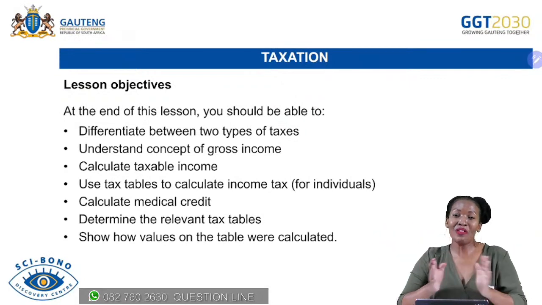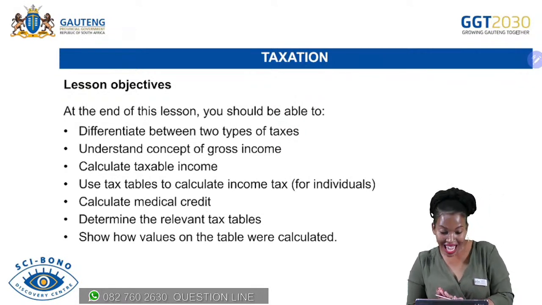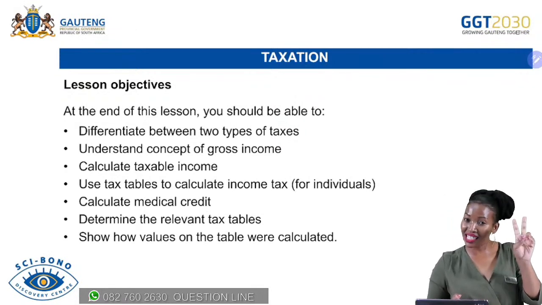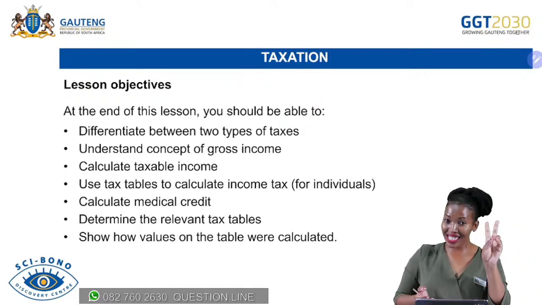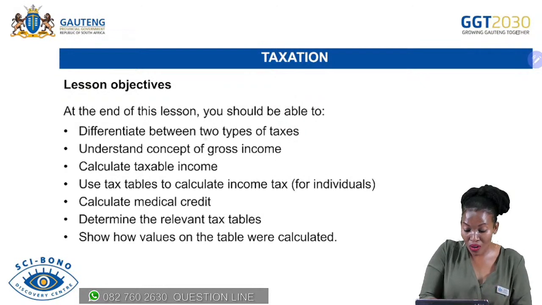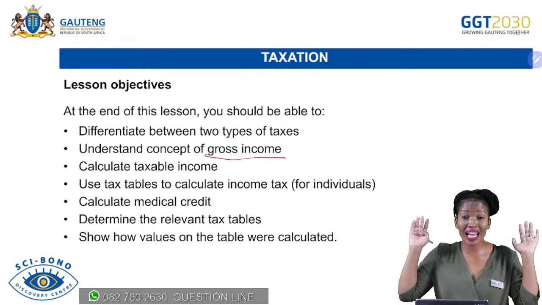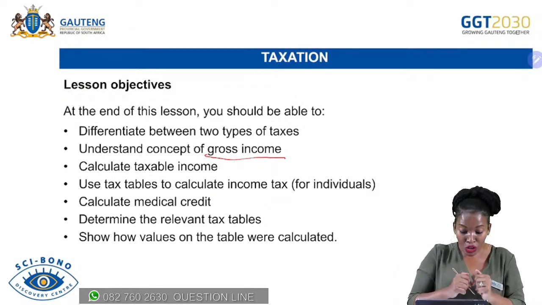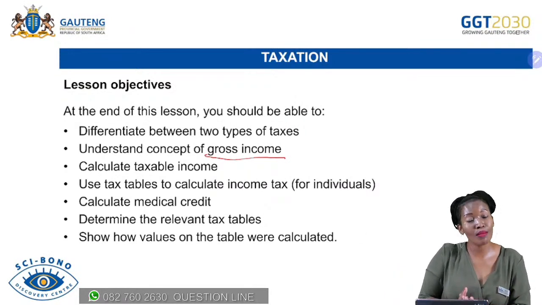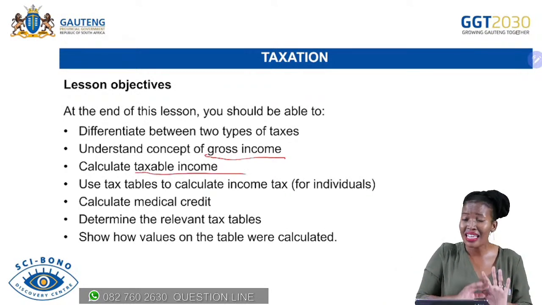So by the end of this lesson of taxation, you should be able to differentiate between the two types of taxes. We have two types of taxes, and then we'll discuss those. You should be able to understand the concept of gross income. I'm sure now you guys can explain gross income even in your sleep. You should be able to calculate taxable income. Do not panic. It's very nice. It's very exciting. It's very easy.